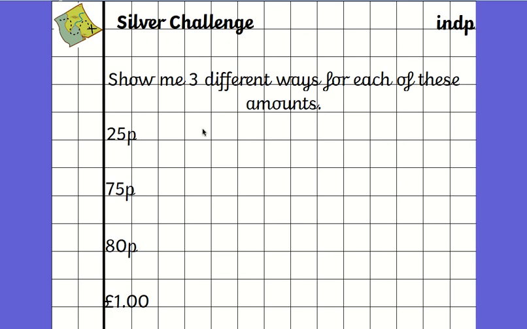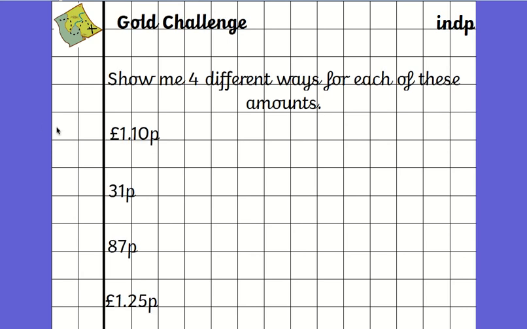Silver challenge, for those of you starting on silver, I want 3 different ways to make 25, 75 and 80p and then £1. You shouldn't need to draw the coins, okay? You can just write them as numerical values for me. When you've done that, you can move on to gold.